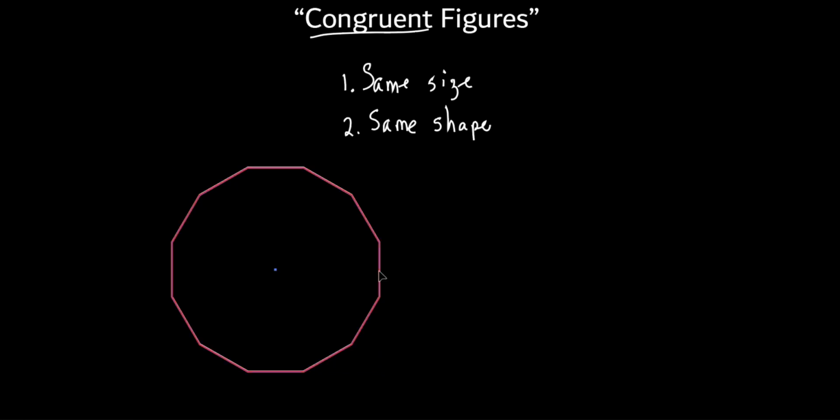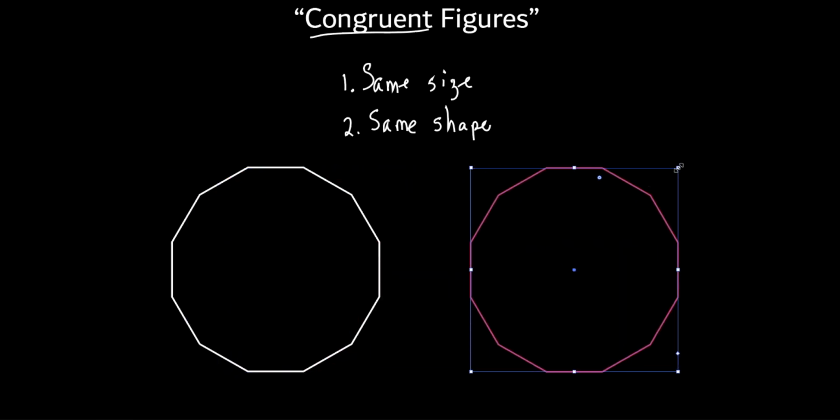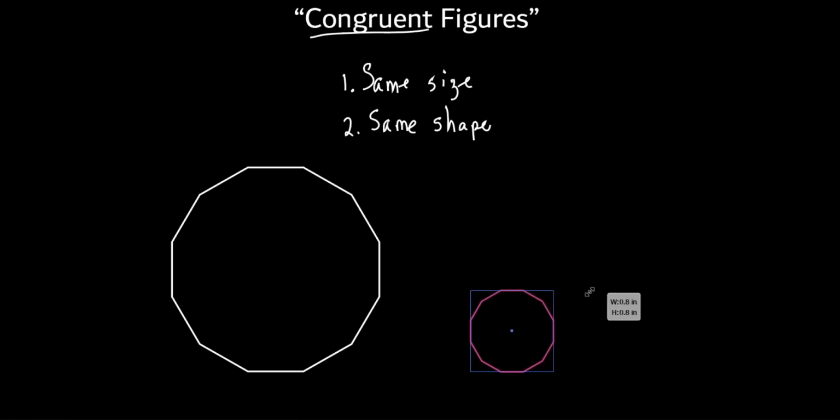Whoops. What if I did this? I'm going to hit the shift button. Do you know what the shift button does when you grab a corner? It keeps it the same shape, but it changes the what? The size. So, are these two congruent to each other?